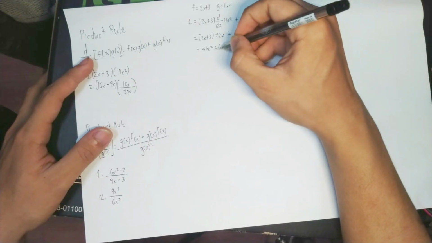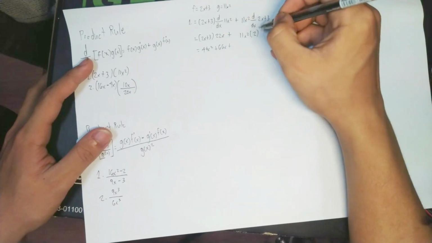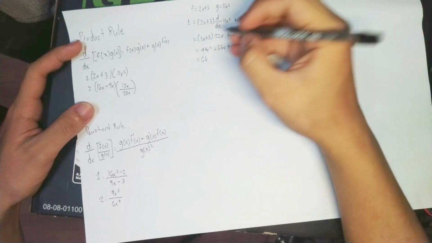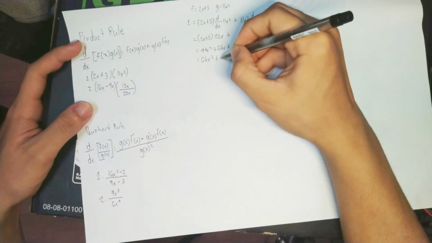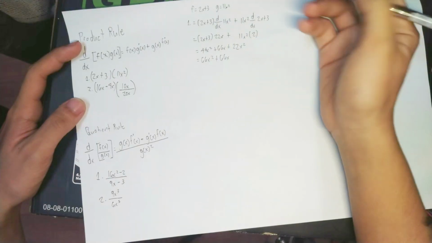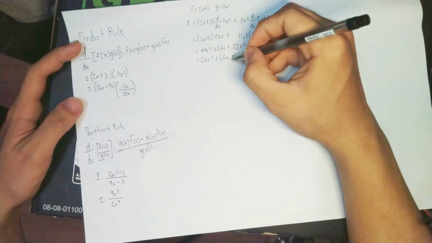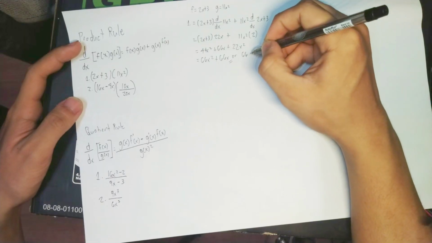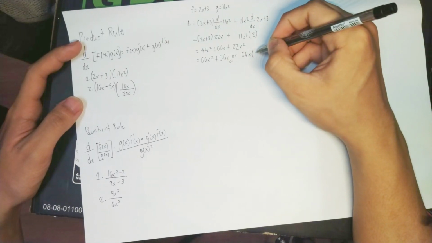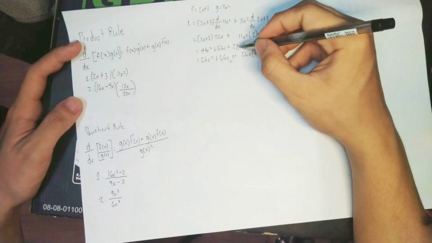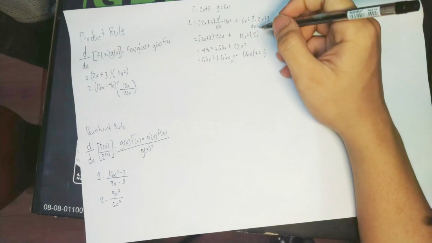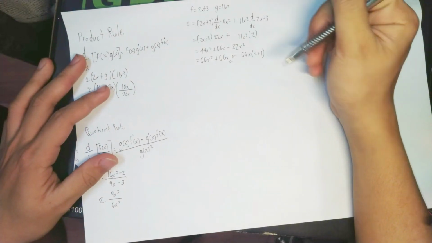plus 22x squared. Now let's combine like terms and we will get 66x squared plus 66x. You could make that even simpler by factoring out 66x. Usually you can stay with 66x squared plus 66x. But if you want to, you can also write it as 66x times the quantity x plus 1.